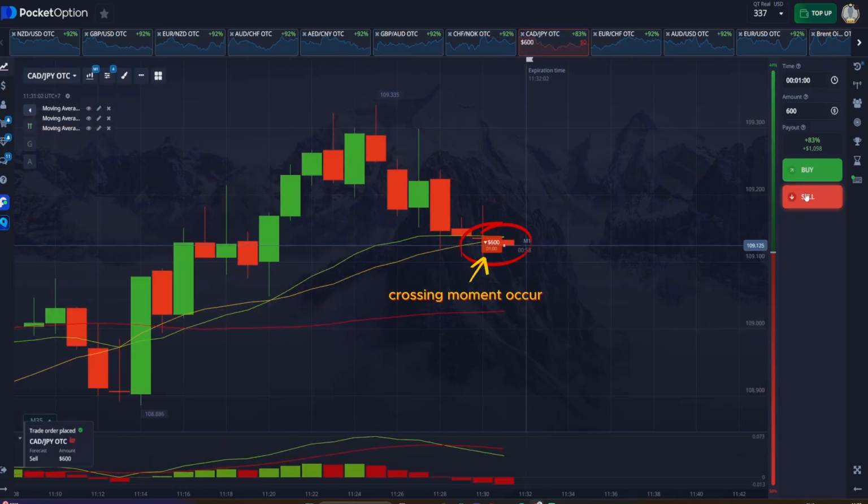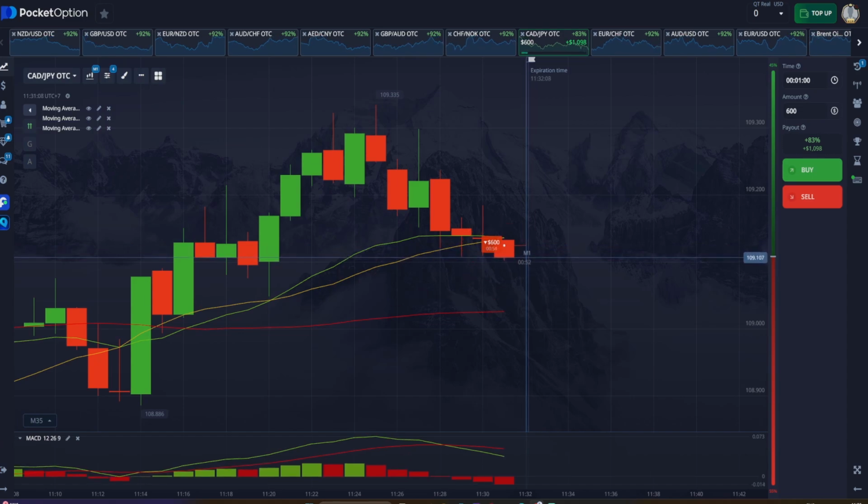Alright, here I can see a crossover on the moving averages where the green line crosses below the yellow line. This is a clear bearish signal, so I've decided to take a sell position. Now, let's watch how the price moves.